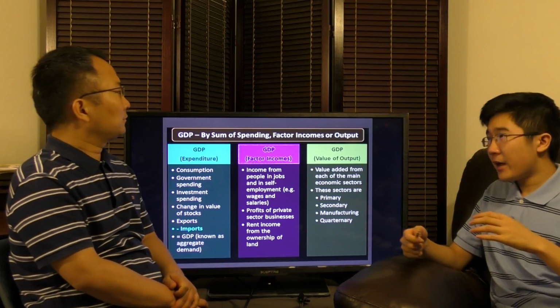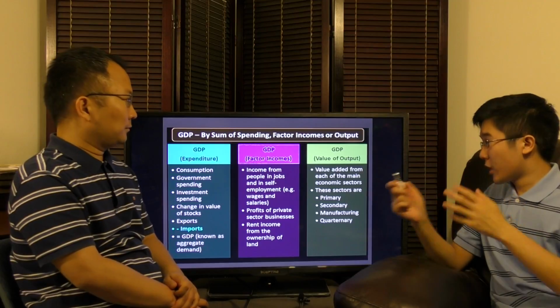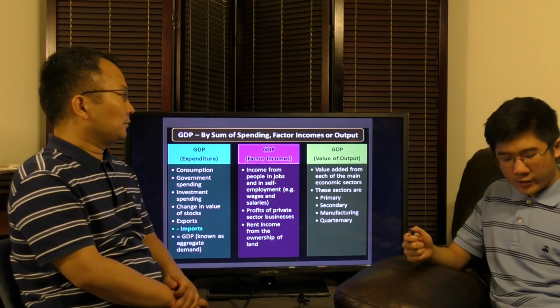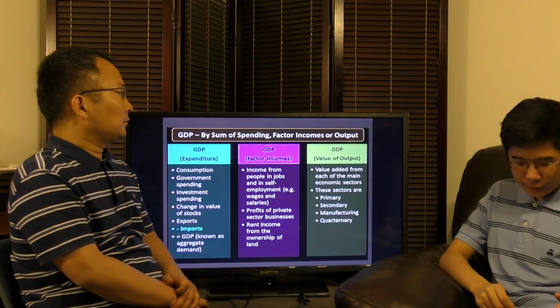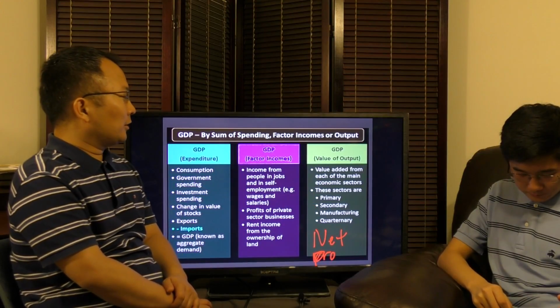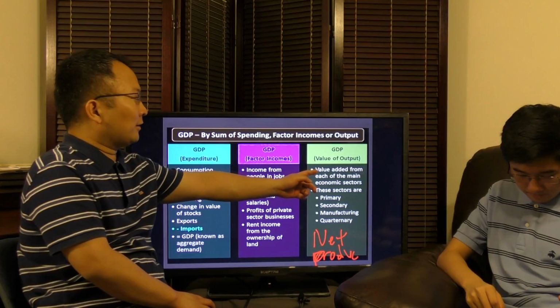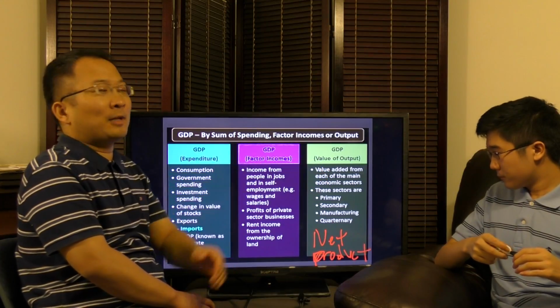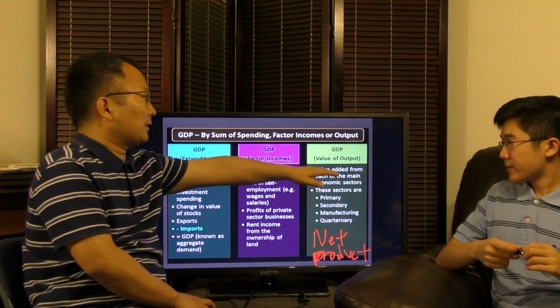And finally, the third way is value of output. This is the value added from each of the main steps in the production process, and we need to stress this is net value, a net product. During each step of manufacturing, we just calculate the added value.